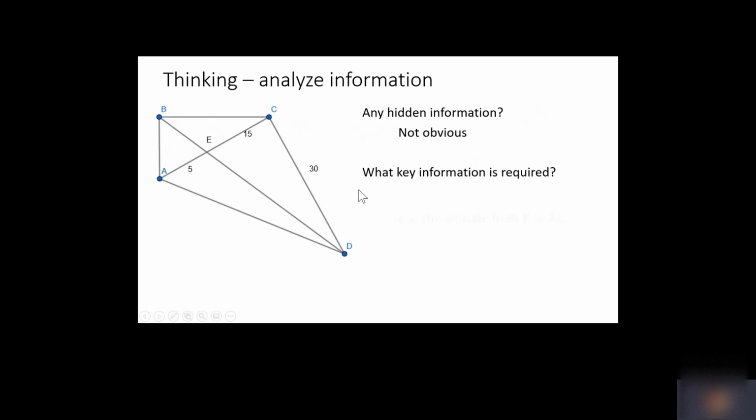But we know if we draw the altitude from B to AC, and if we know the length of that altitude, we can solve the problem. But how do we find it? We need to ask what have we learned, or what tool do we know to solve the problem? Let's look at the next slide.